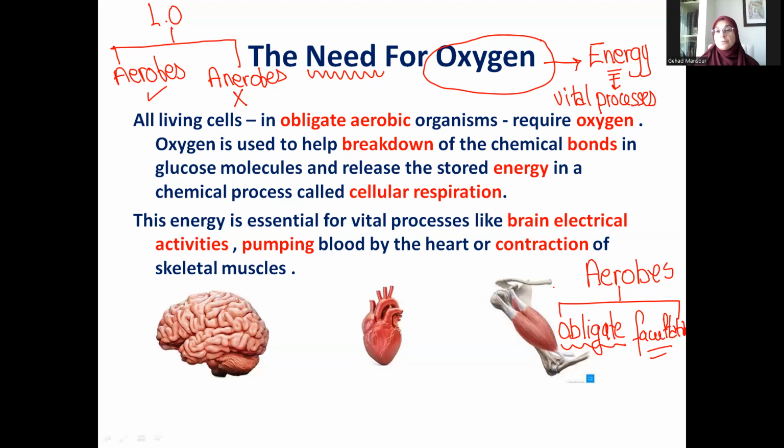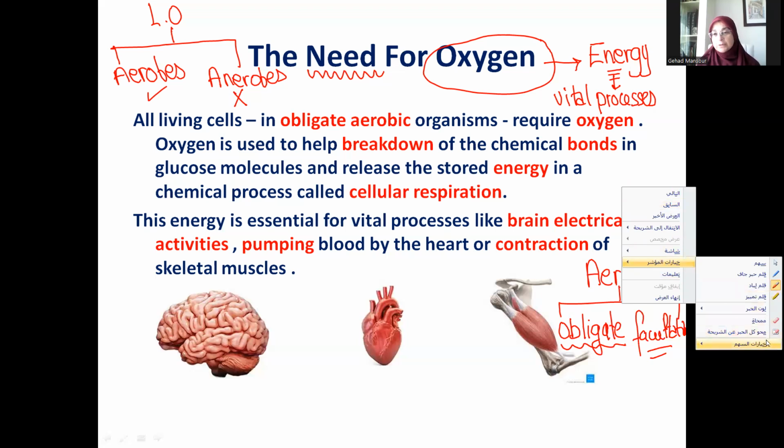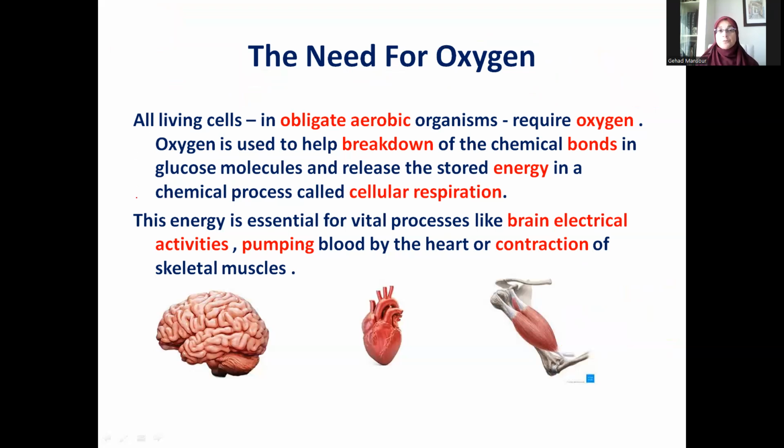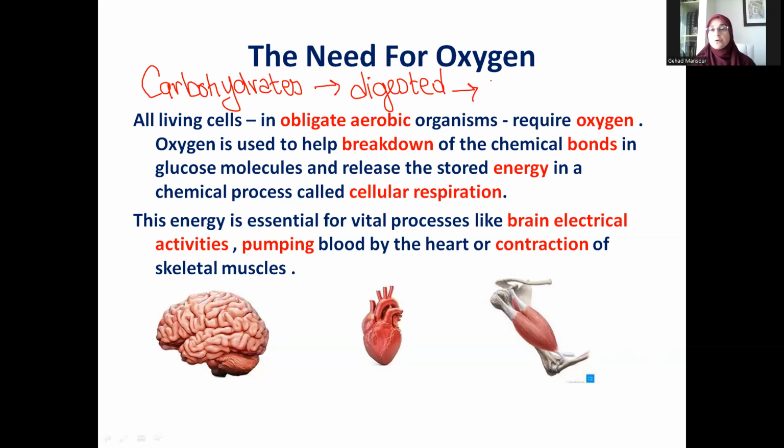Okay, so what's the relation between oxygen and the production of energy in aerobic organisms? You all know that oxygen is essential for production of energy in aerobic organisms, and you also know that food stuff that we eat, especially carbohydrates, are essential for giving you energy. The carbohydrates will be digested in the digestive system, and after having been digested, they will produce the simplest form of carbohydrates, which is the monosaccharides.